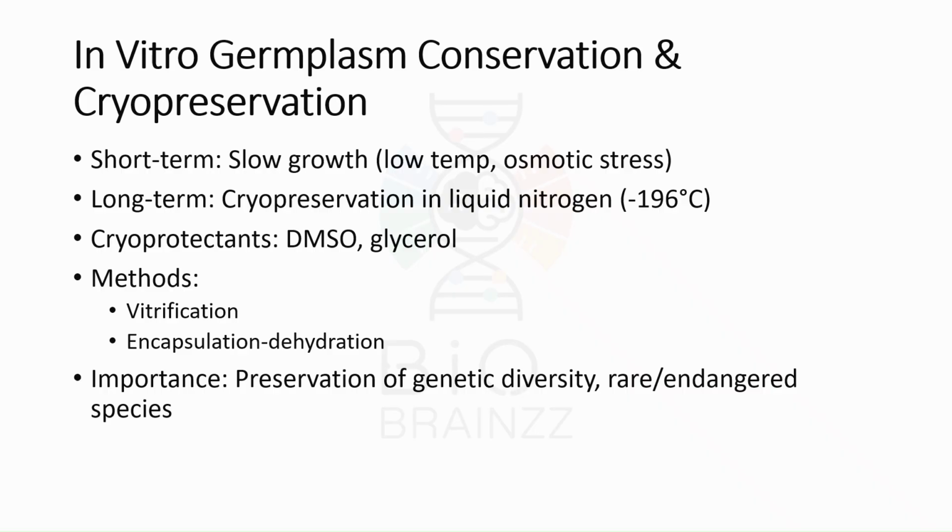For long-term preservation, cryopreservation in liquid nitrogen at -196 degrees Celsius is employed, where cellular metabolism is completely halted. Cryoprotectants like DMSO and glycerol prevent ice crystal formation that can damage cells. Techniques such as vitrification and encapsulation dehydration are used to ensure survival upon thawing. This approach is critical for conserving rare, endangered, and economically important plant species.